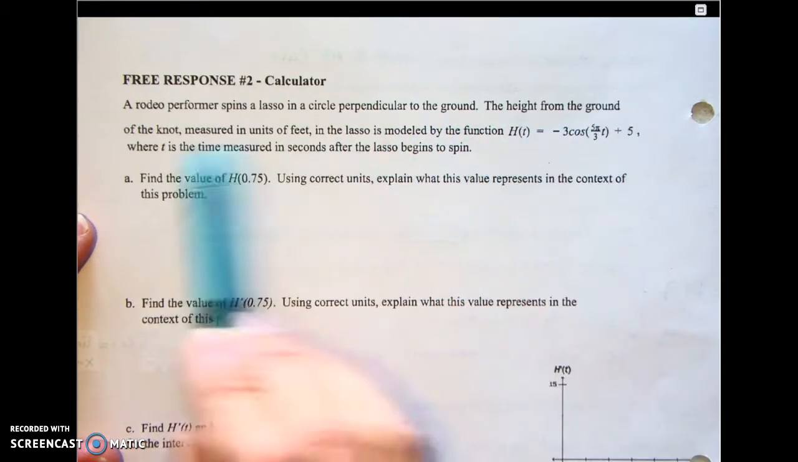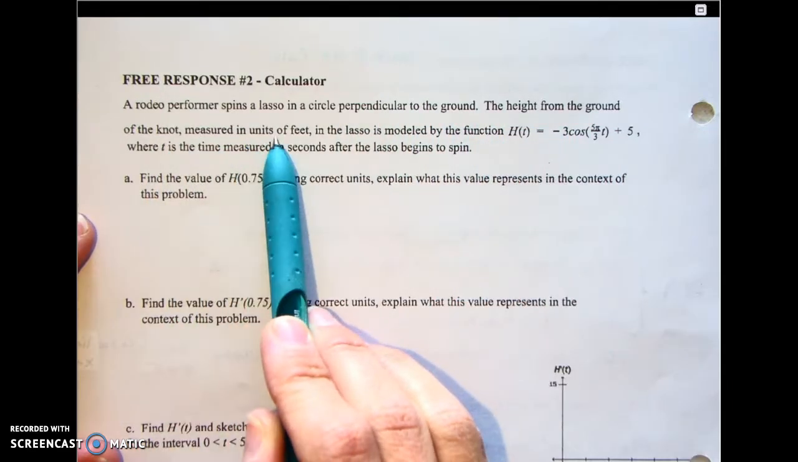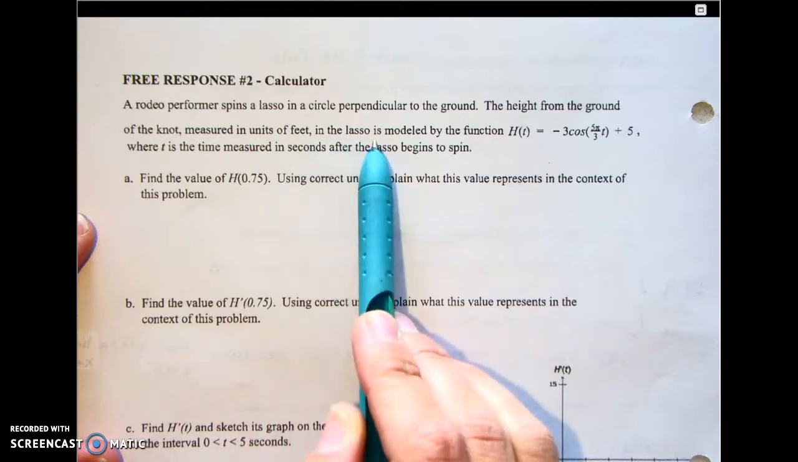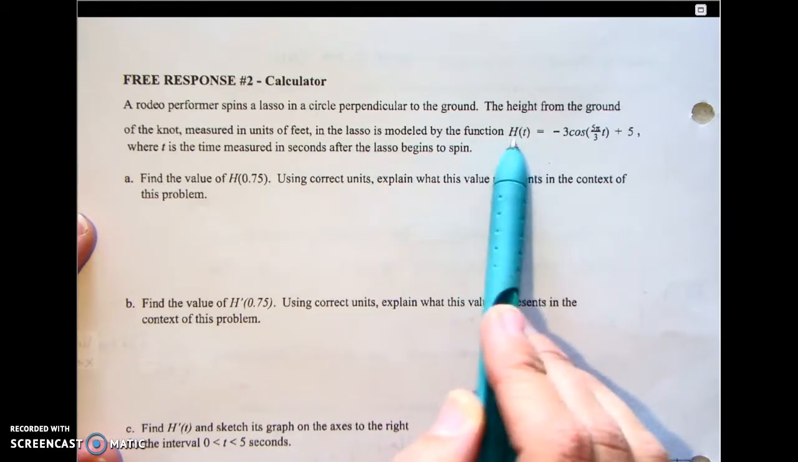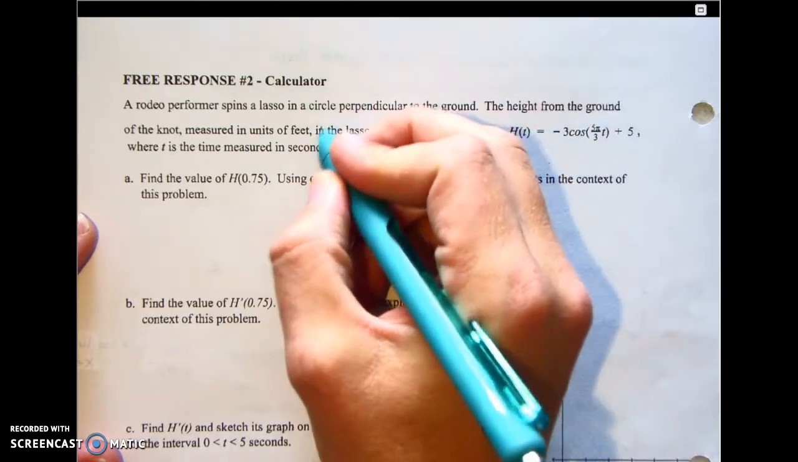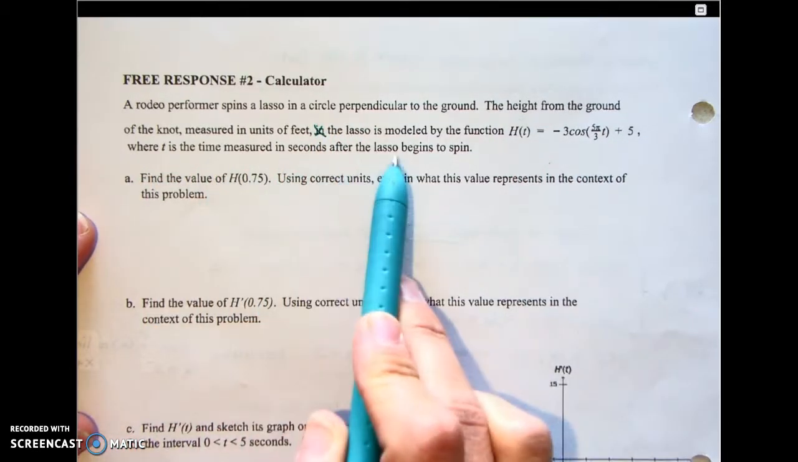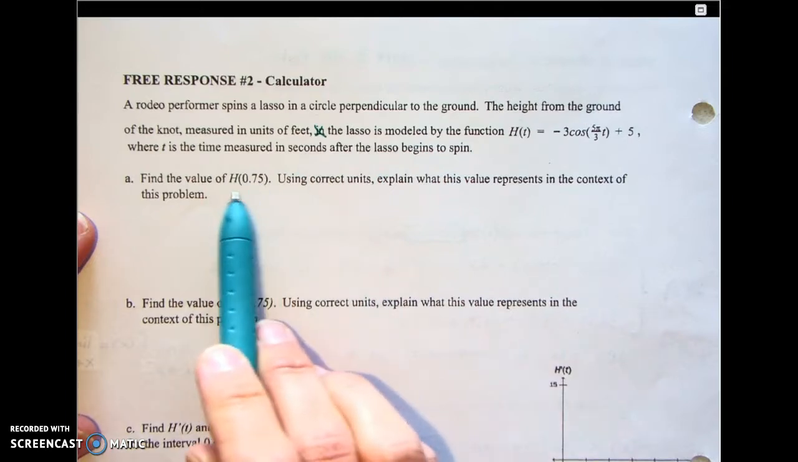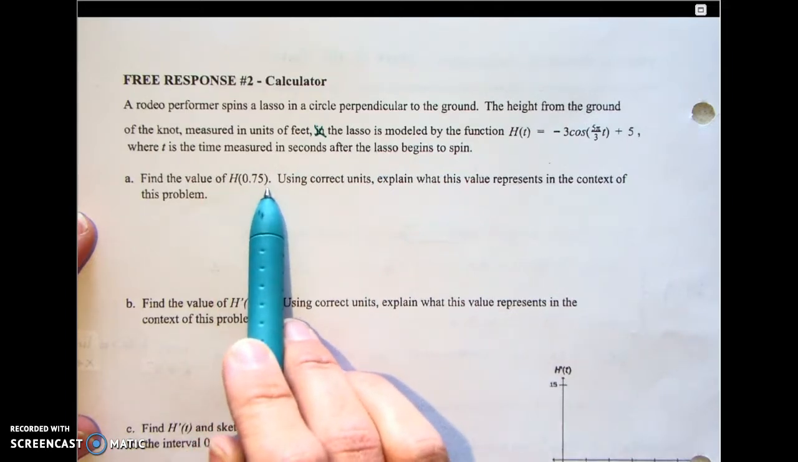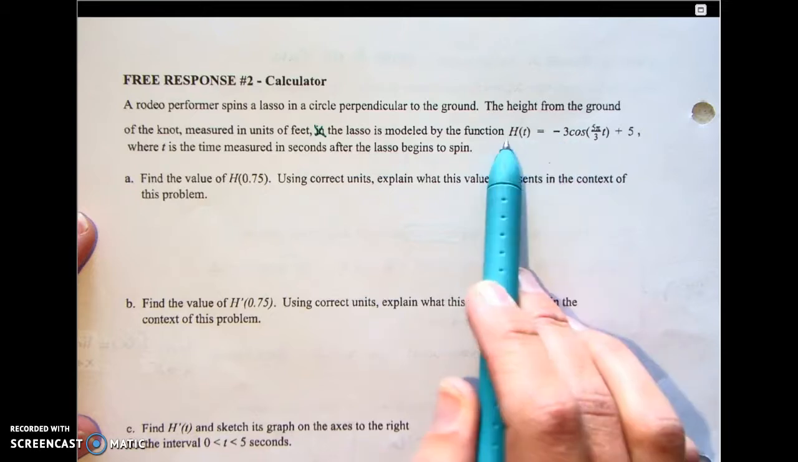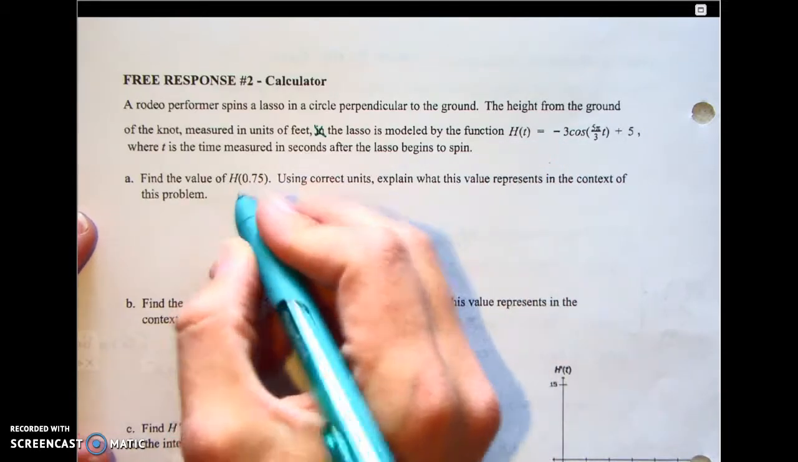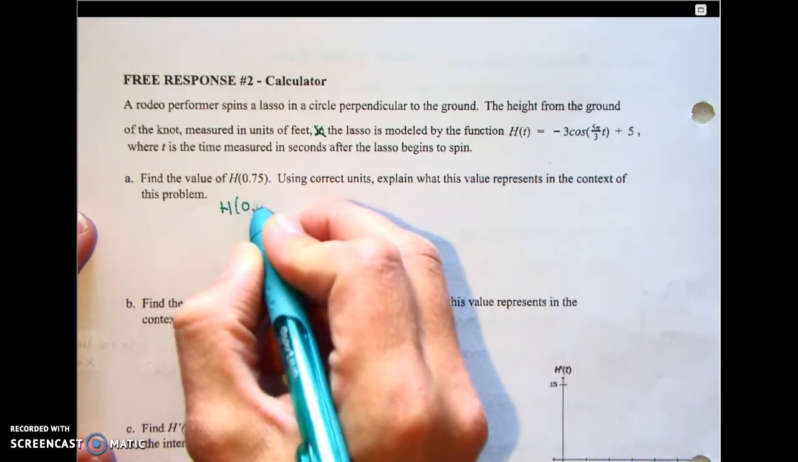The height from the ground of the knot is measured in units of feet. The lasso is modeled by this function, where t is the time measured in seconds after the lasso begins to spin. Find the value of h of 0.75. So this is h, so we're going to plug in 0.75 into the calculator.